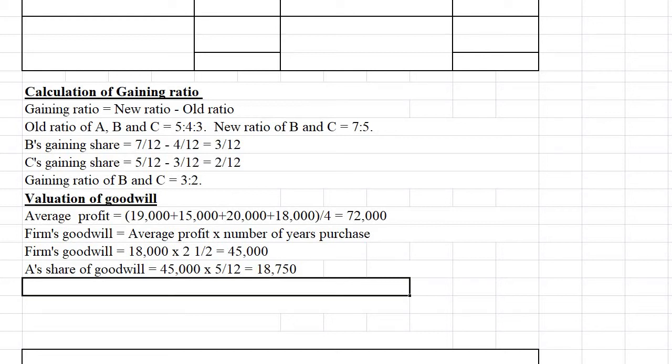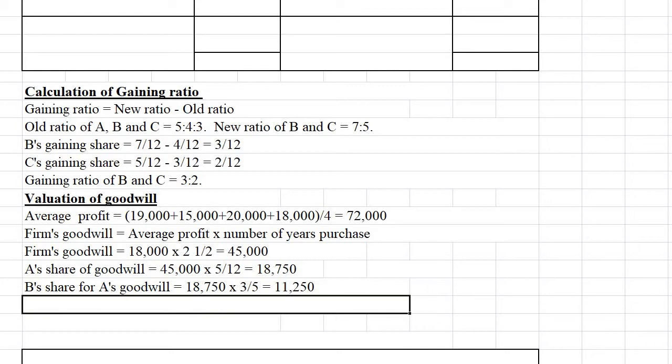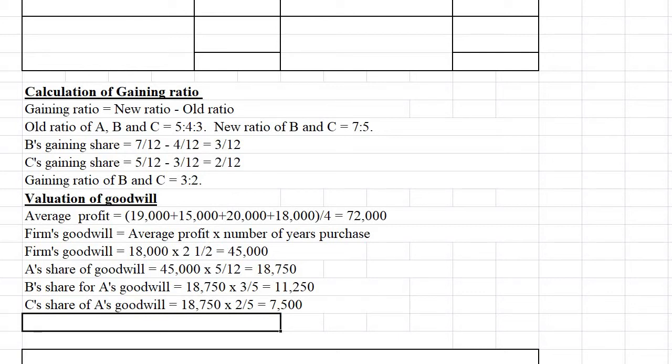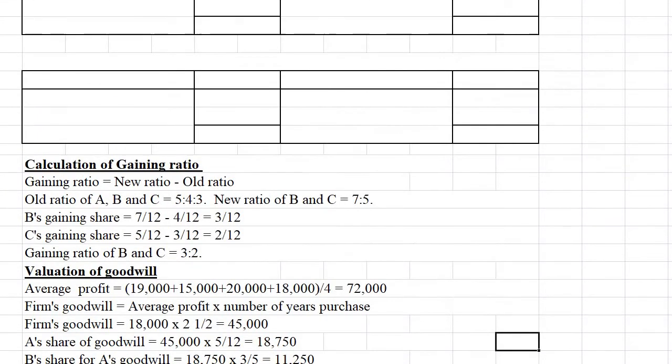So we can write here what is B's contribution. B's share for A's goodwill will be 18,750 into his gaining share. His gaining share we know 3:2. So 3 by 5, 11,250. So like that for C. C's share of goodwill is equal to 18,750 into 2 by 5. That means 7,500. So we have got their goodwill, how they will share. It will be shared in 11,250 and 7,500.